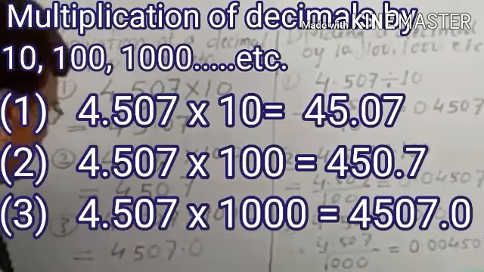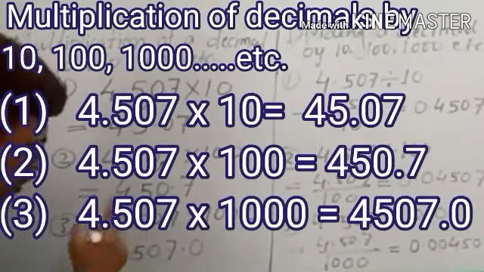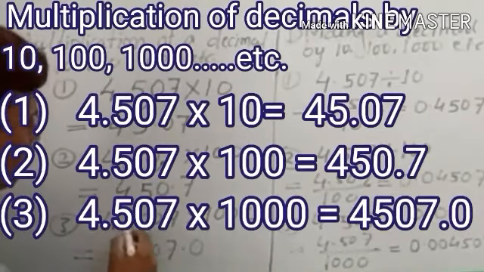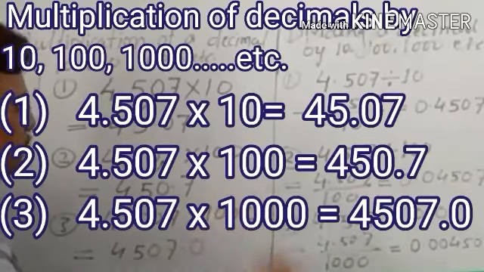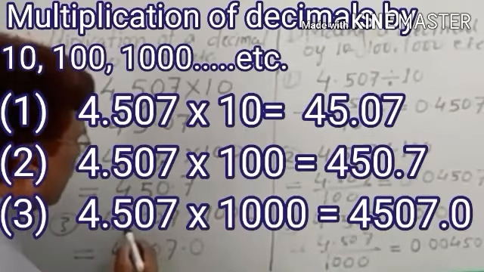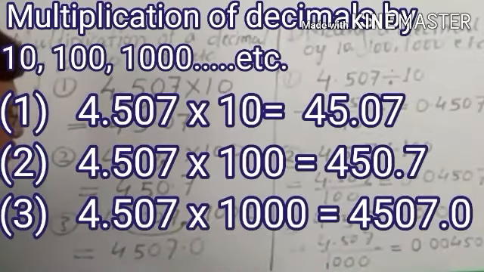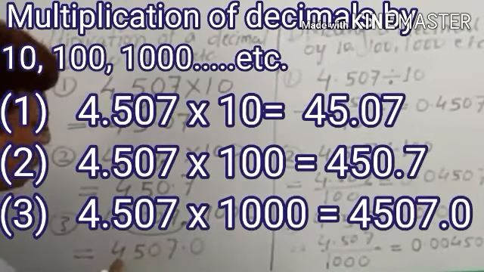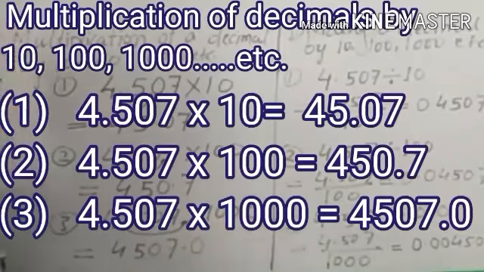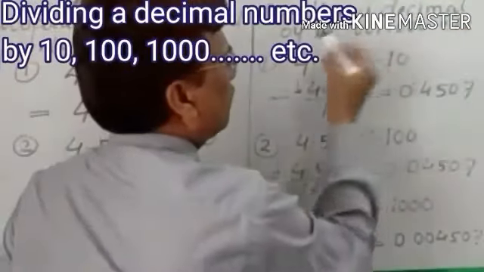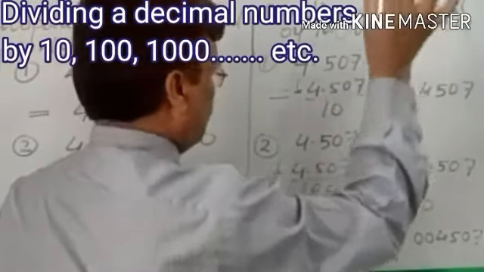We get 450.7. Third, if we multiply the number 4.507 by 1000, the decimal will shift to the right by 3 places. We get 4507.0. Okay. Dividing a decimal by 10, 100, 1000.